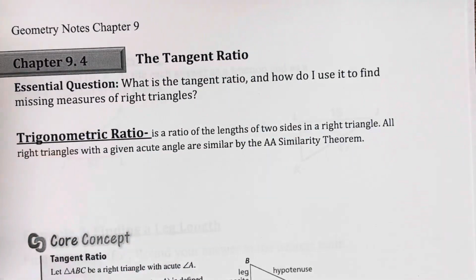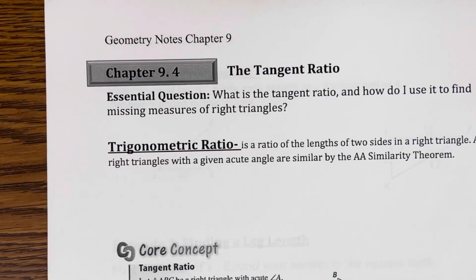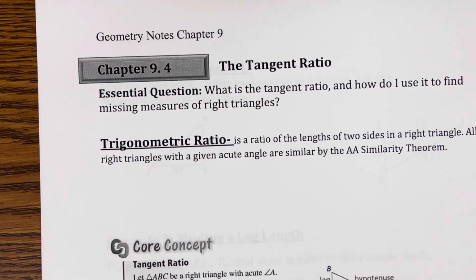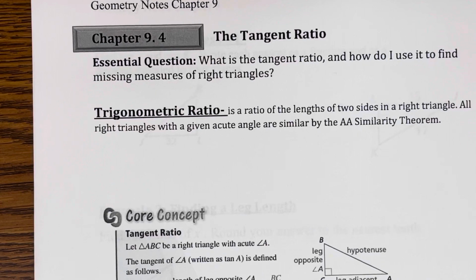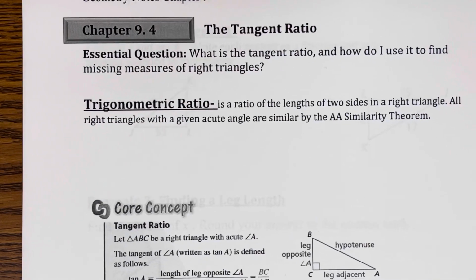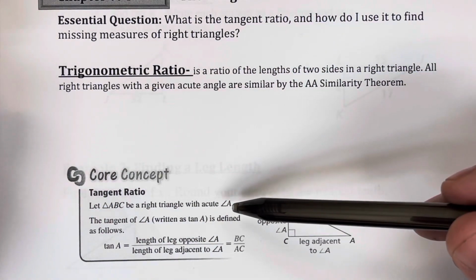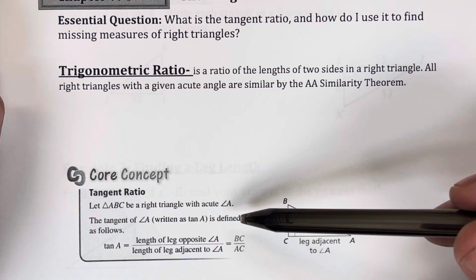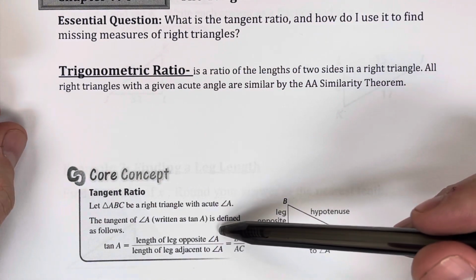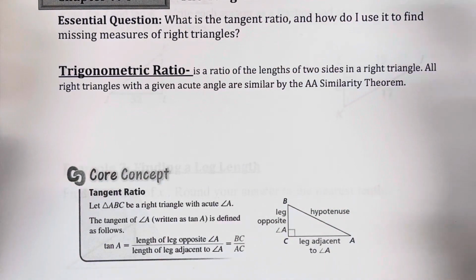So moving onward, the tangent ratio is for right triangles, okay? It's the ratio of the lengths of two sides in a right triangle. All right triangles with a given acute angle are similar by the angle-angle theorem. So we can use this ratio of the sides in order to find missing side lengths based off knowing one of the angles. So in a right triangle, the tangent ratio is equal to the opposite leg over the adjacent leg.